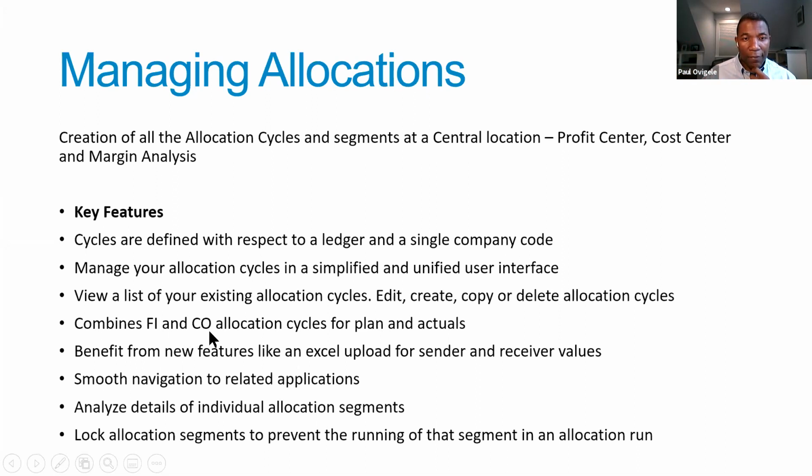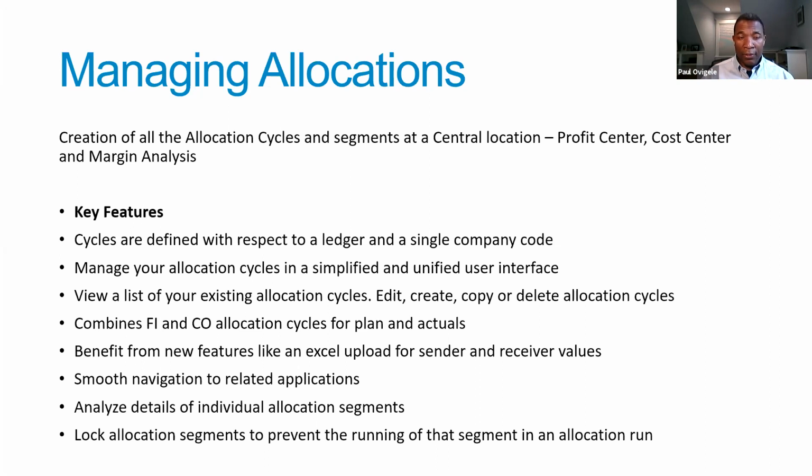It combines FI and CO allocation cycles for plan and actual. Like I said, these are not two different transactions, all in one, right? It's just a drop down that says plan or actual. You can upload sender and receiver values if you don't want to use a group or enter it manually. There's smooth navigation to the related application. So like I said, you can jump from manage allocation to run allocation, or from run allocation to allocation results. Right, so they're all intertwined.